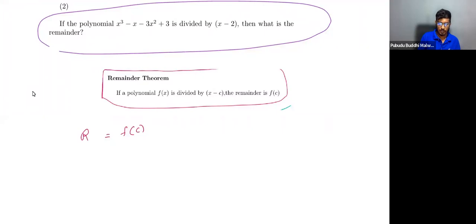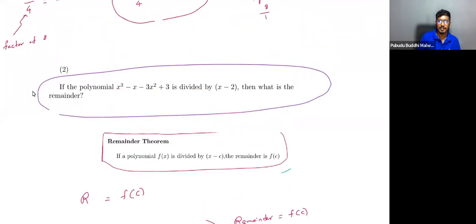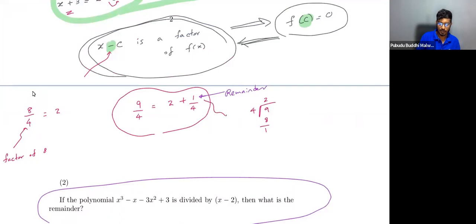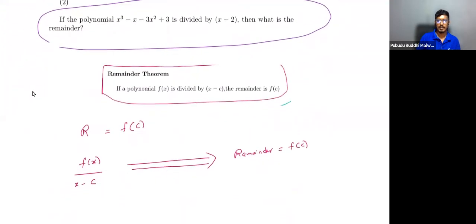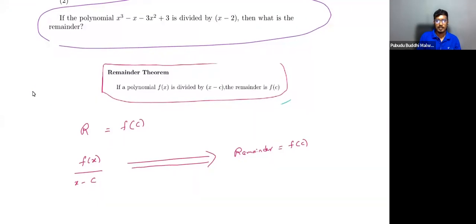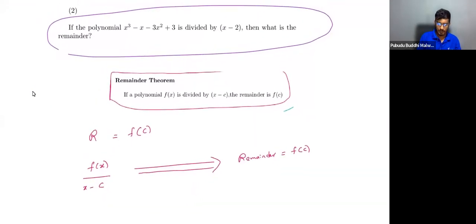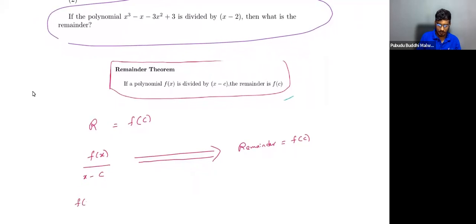So if you divide f of x by x minus c, then the remainder, in this direction, equals f of c. Here in this occasion, we got 1. We are talking about something like that. So in this case, it's quite easy, I think. We are dividing f of x, which is that function, by x minus 2.